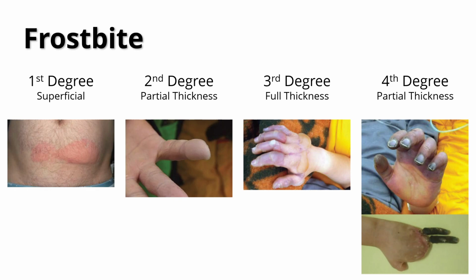We get into first degree frostbite, and these injuries show numbness and erythema. Erythema, again, refers to redness in the skin. There may be initially a firm white or yellow plaque in the area of injury, and there's generally no tissue loss, although edema is common.